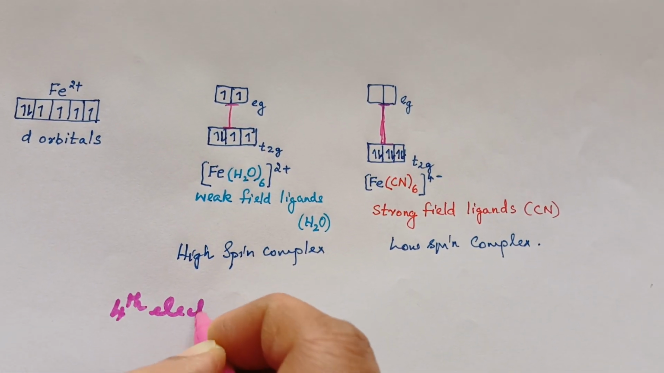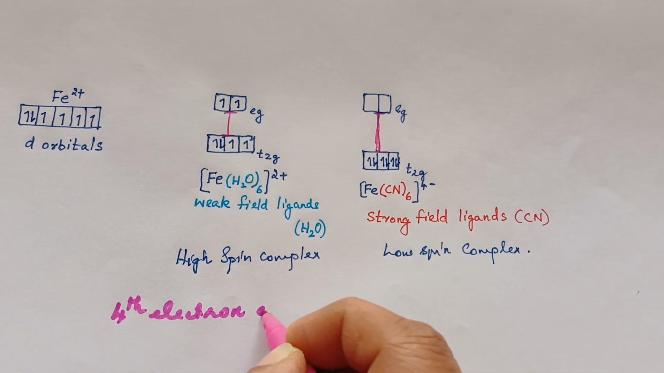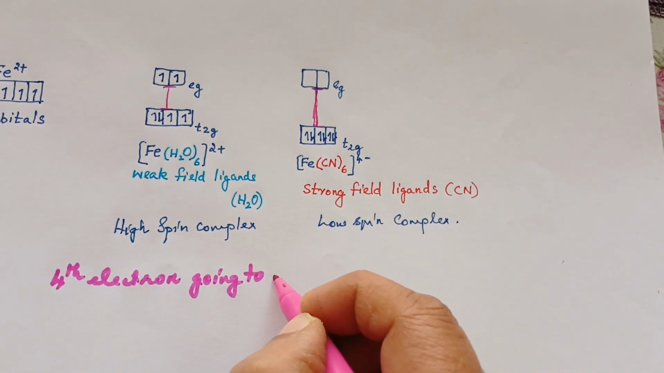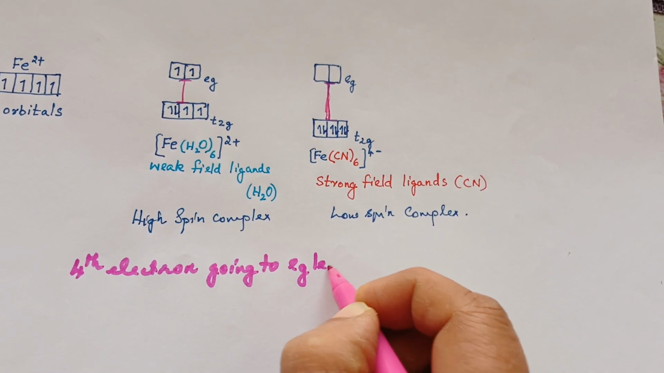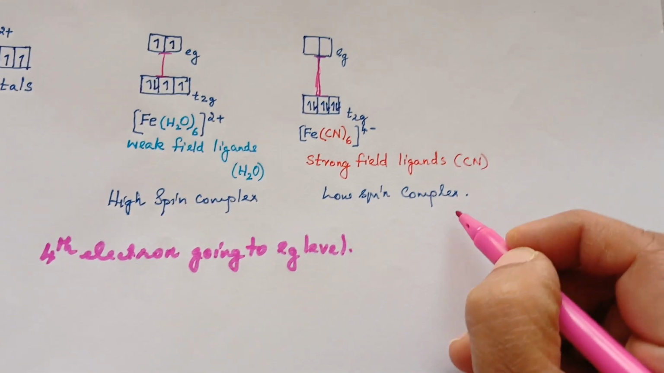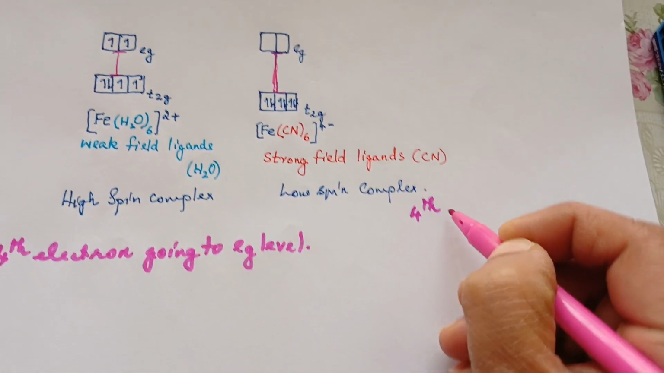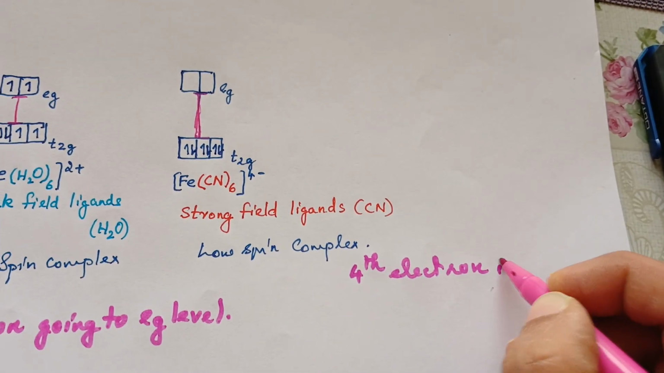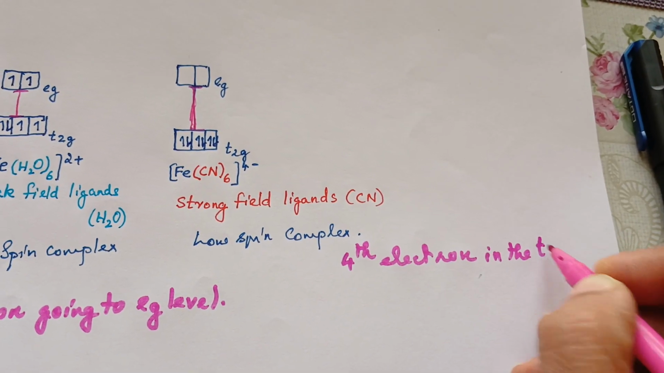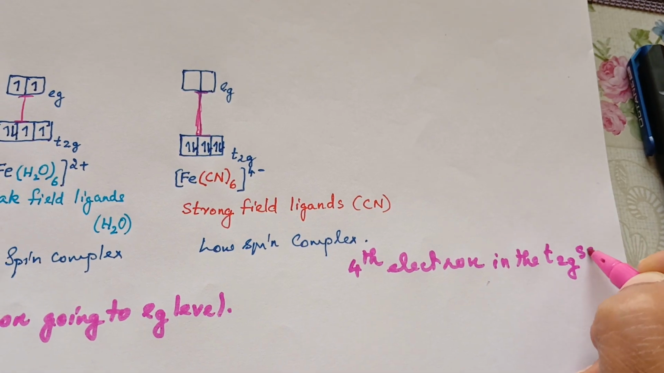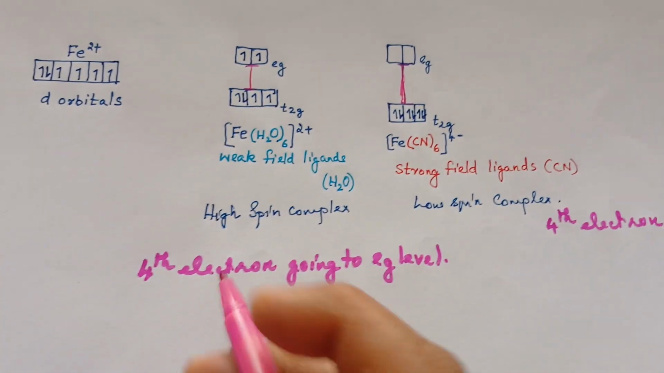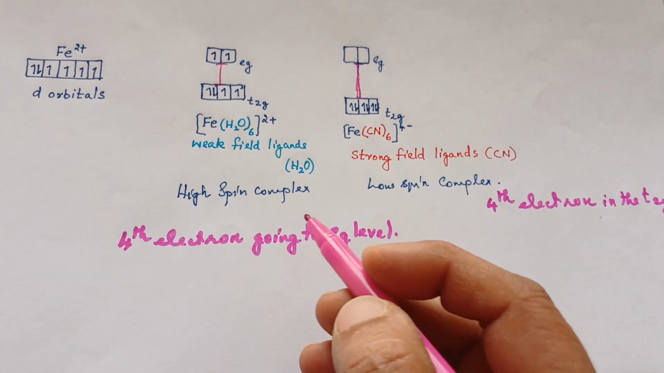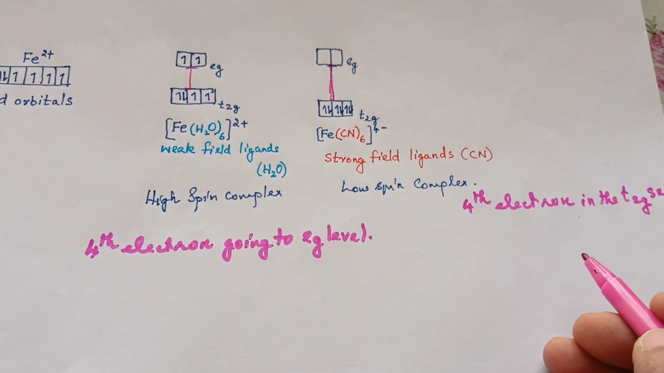Fourth electron going to EG level. Here fourth electron in the T2G set. So that is what is making a difference between a high spin complex and a low spin complex.